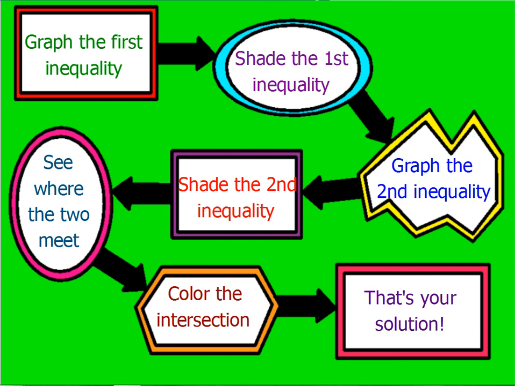So here's something to put in your notes. These are kind of the steps that you need to take to graph a system of inequalities. Graph the first inequality, shade the first inequality by picking a test point to find out where you shade. Graph the second inequality, then shade the second inequality. See where the two meet. Color the intersection, right? You're going to do everything in pencil until you get to the very, very end, and then you're going to use a colored pencil to color in the intersection portion of your graph, and that's your solution.